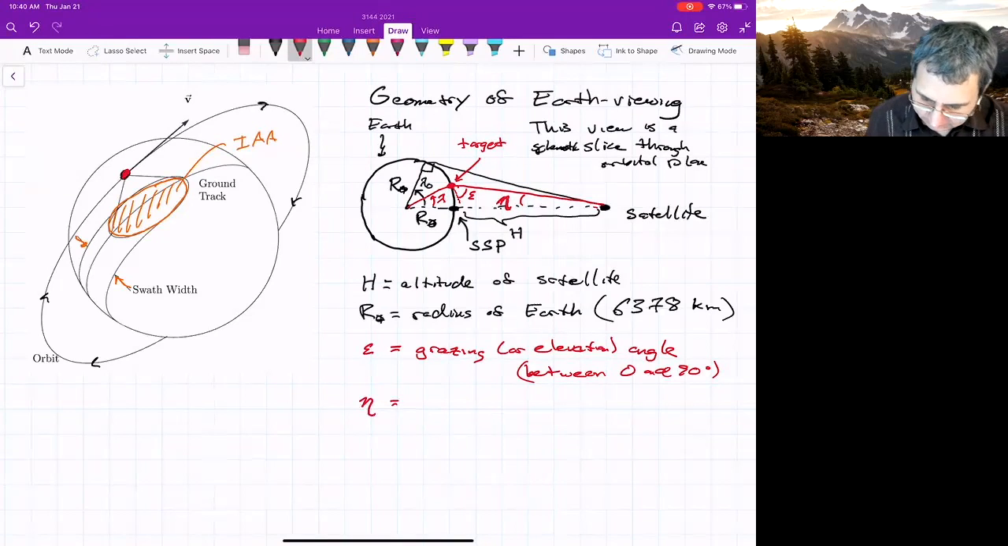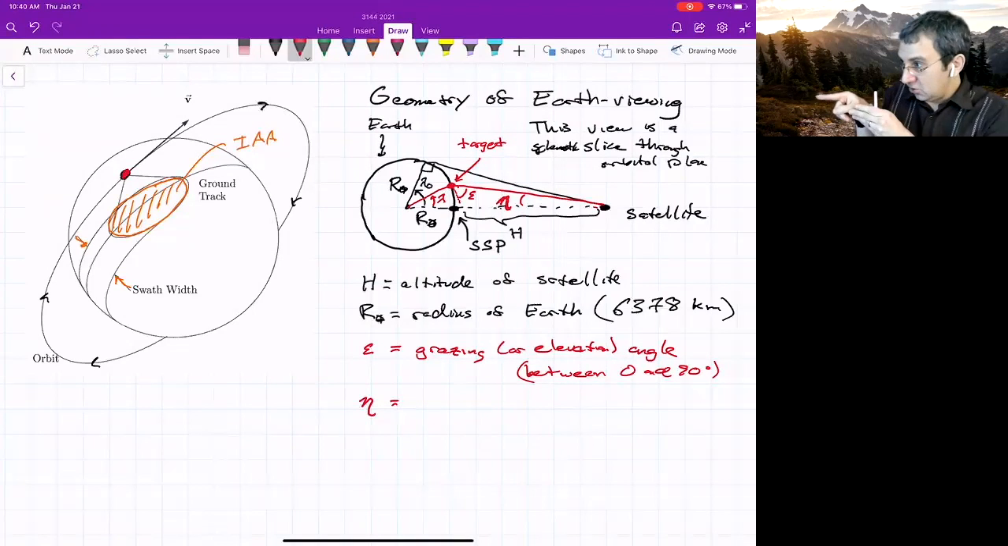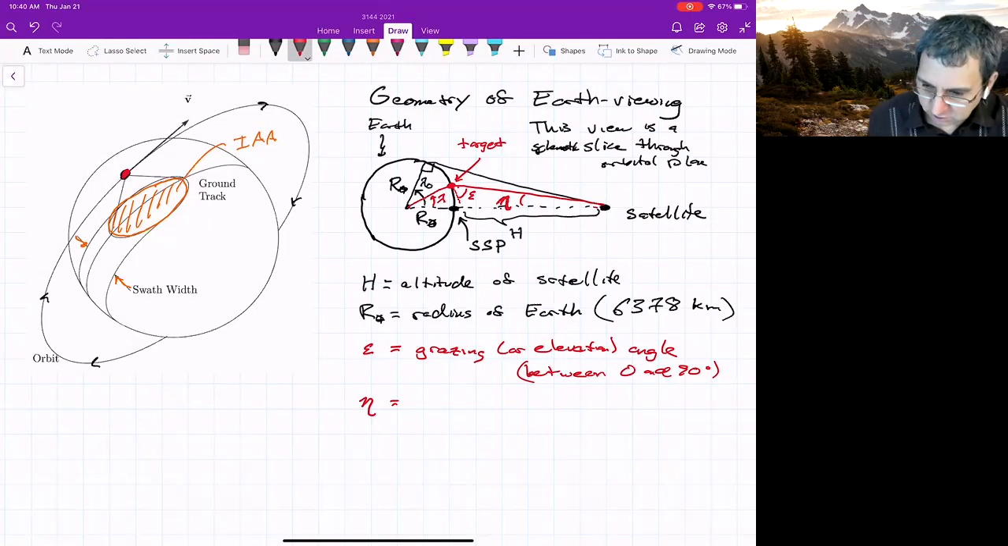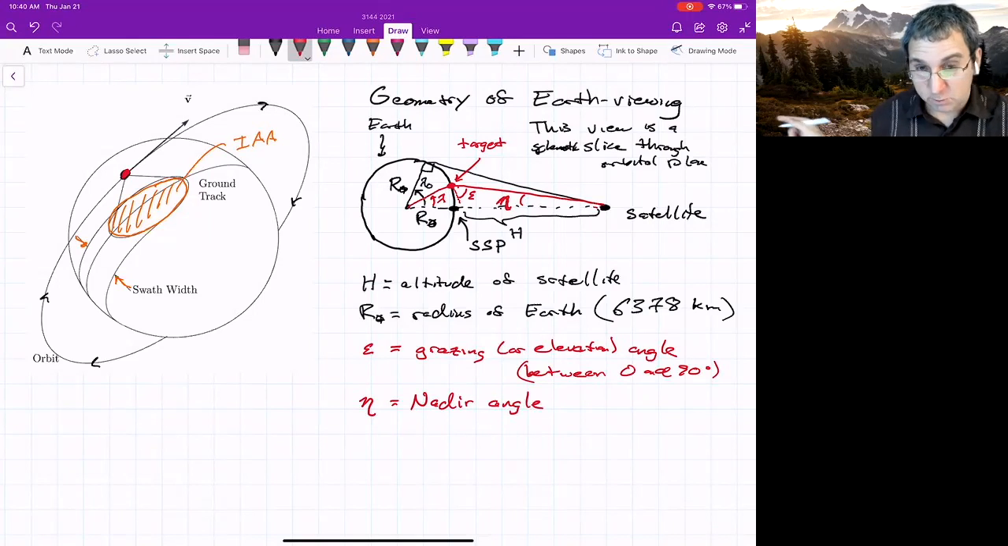Eta, so from the satellite's point of view, there's looking straight down, there's the nadir, and then if it's looking at the target, it would have to be at an angle of eta away from the nadir pointing. That's called the nadir angle, because it's the angle with respect to the nadir. All right, nadir would be looking straight down.